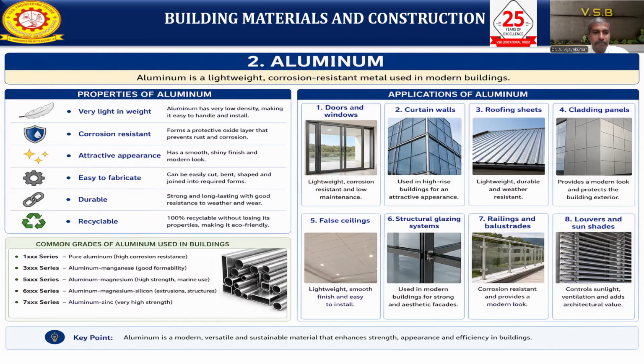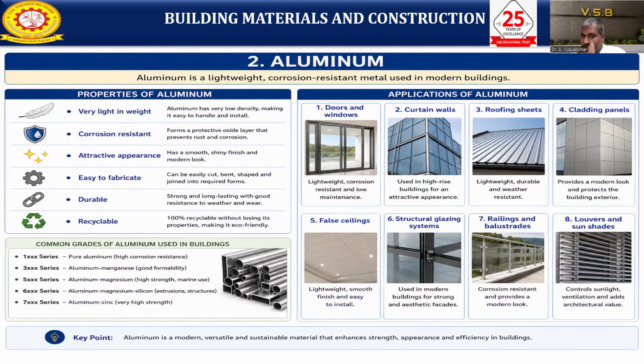So we have different types of aluminium grades used for different buildings. We have different series allocated: 1 series, 2, 3, 5 like that. For example, in the first series we have pure aluminium, we are not mixing anything. That is used for high corrosion resistance, so we can guarantee that corrosion won't happen in the future when using pure aluminium.